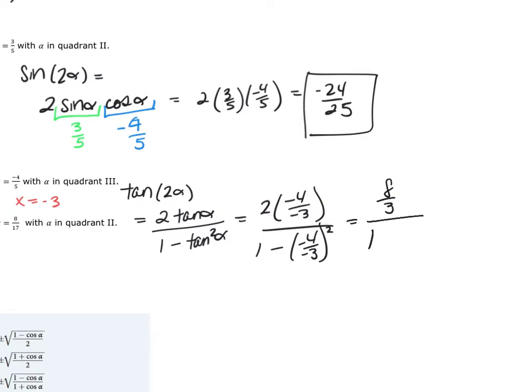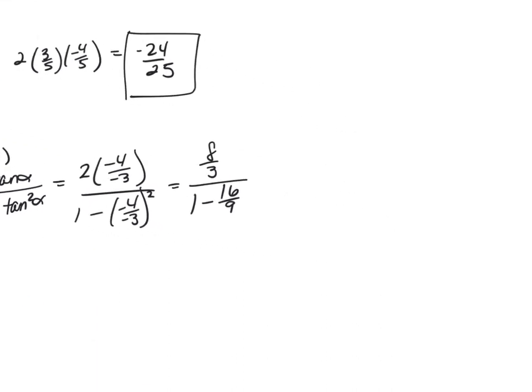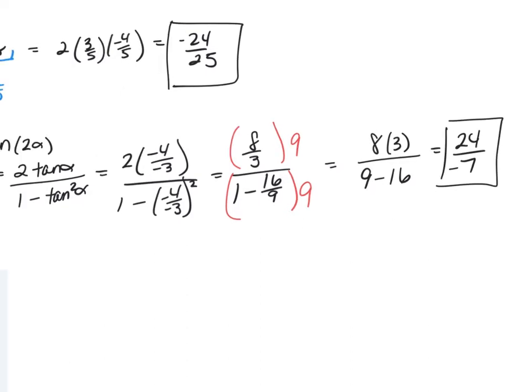In my denominator, I'm going to get 1 minus 16 over 9. I'm going to go ahead and just multiply everything by 9. That will clear all my fractions. So I'll multiply the numerator by 9 over 1 and the denominator by 9 over 1. This will give me 8 multiplied by 3 in the numerator, and this will give me 9 minus 16 in the denominator. So I end up with 24 over negative 7, and that is my final answer.